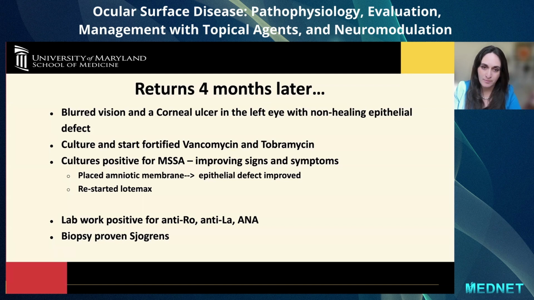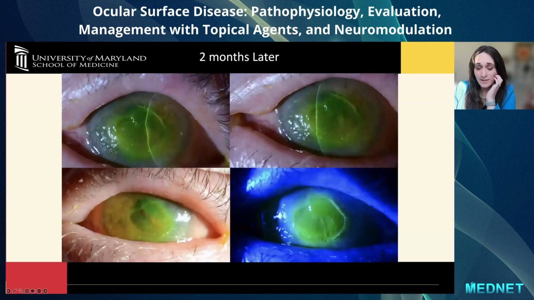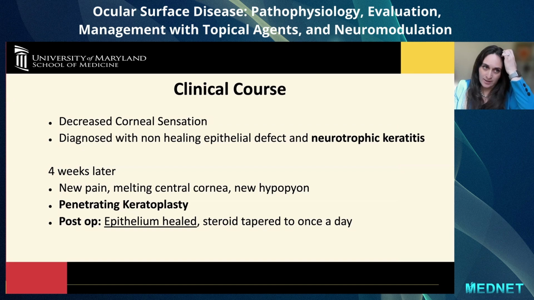She had amniotic membrane placed and the epithelial defect improved, and she was restarted on loteprednol. At that point, we did get lab work done, and it was positive for anti-Ro, anti-La, and ANA, and she underwent a biopsy which showed Sjogren's. 2 months later, she then came back with this. You can see that there's a central epithelial defect with rolled edges and some significant thinning. She was found to have decreased corneal sensation. She had a non-healing epithelial defect and neurotrophic keratitis.